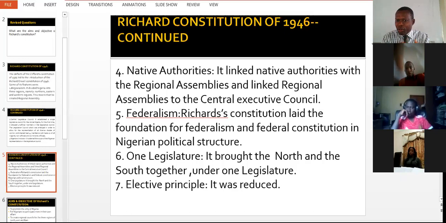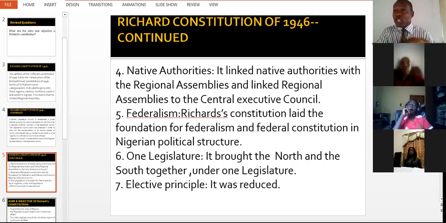If you look at a federal constitution, it's like a splitting of power. It gives power to each region. Because if you look at Clifford, Clifford focused on the south and left the north. It was more of a one-sided government. So he gave power to the north, the south, and the east. So actually, this is one key attribute of the Richards Constitution, that it laid the foundation for federalism.